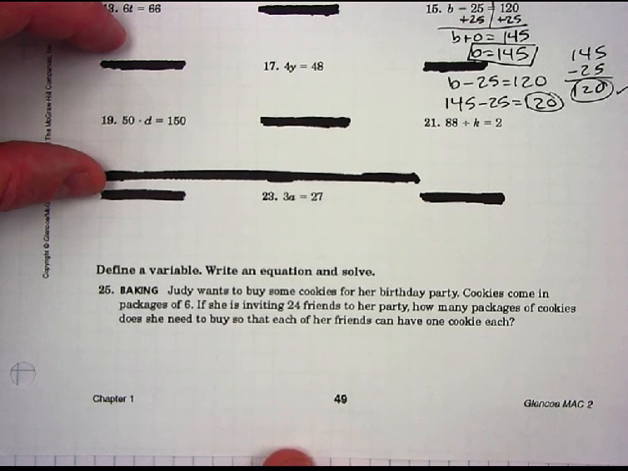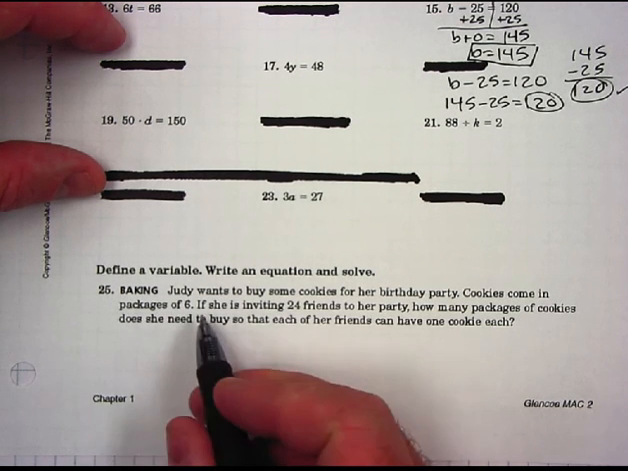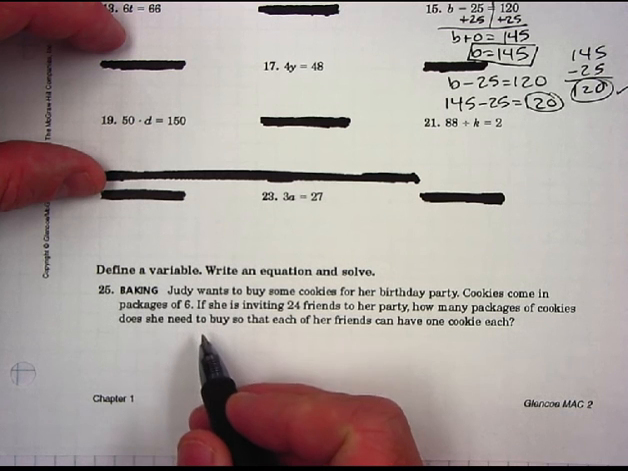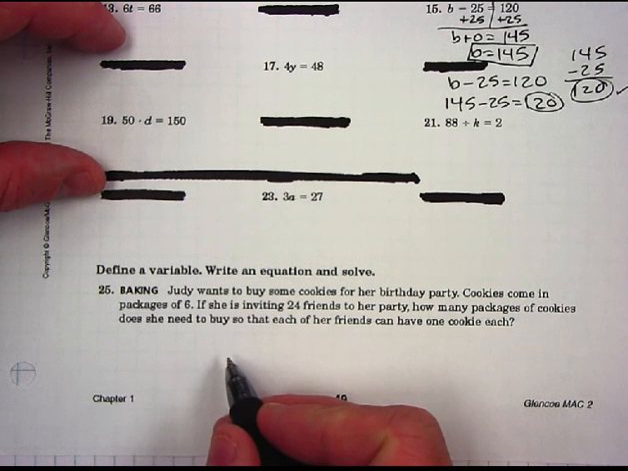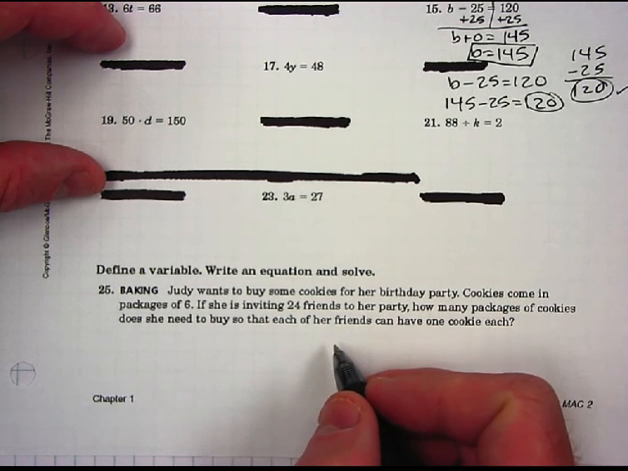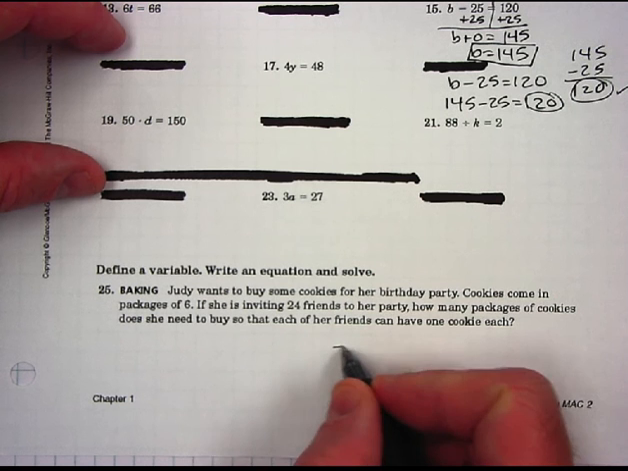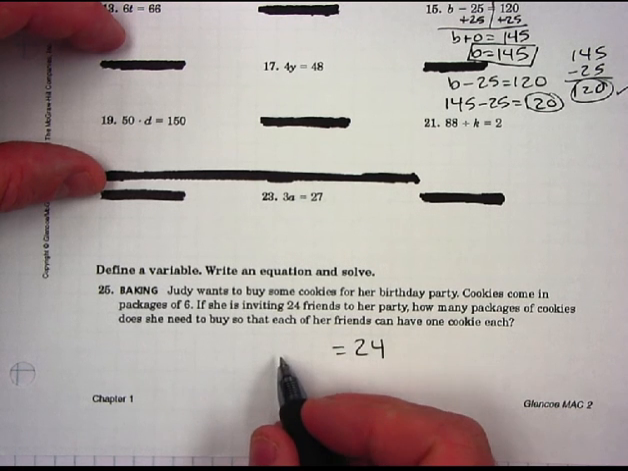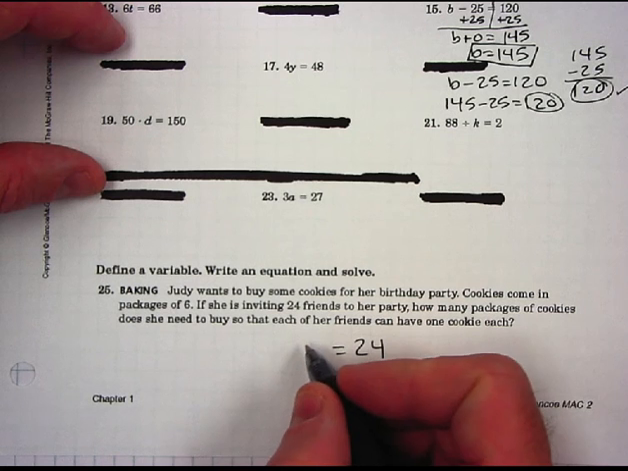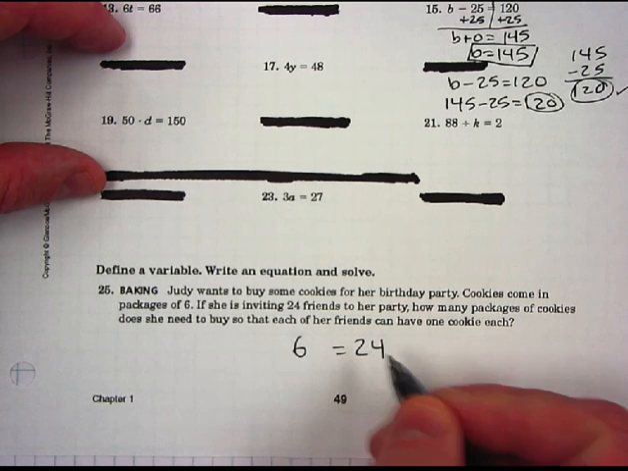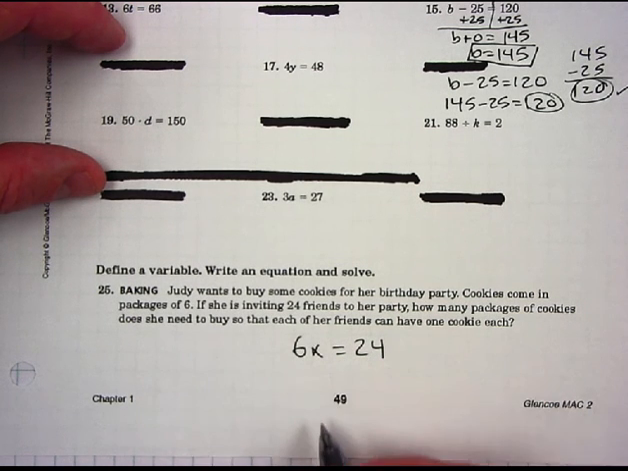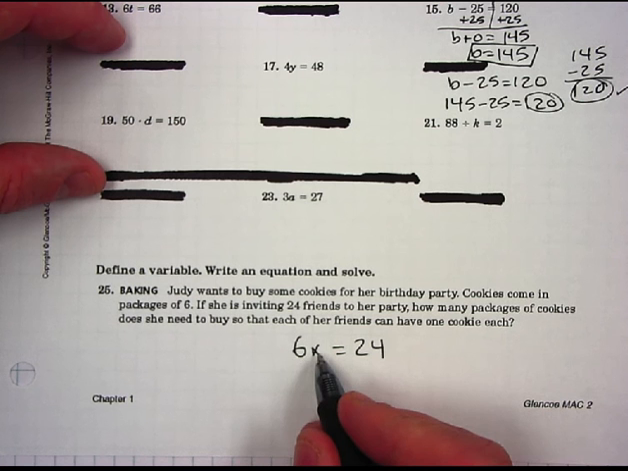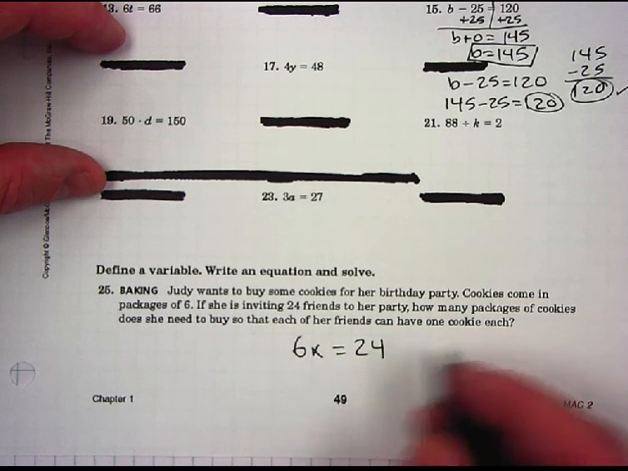So if cookies come in packages of 6, I want to know how many packages we need to feed 24 friends. So we need enough cookies to equal 24 cookies for 24 friends. And we'll get packages of 6 times however many packages we buy. 6 cookies times the number of packages will give us 24 cookies.